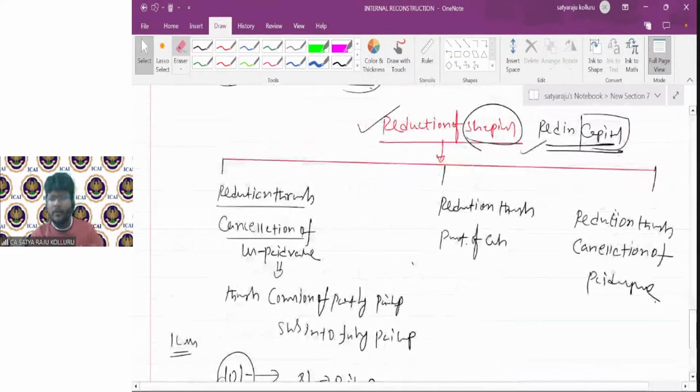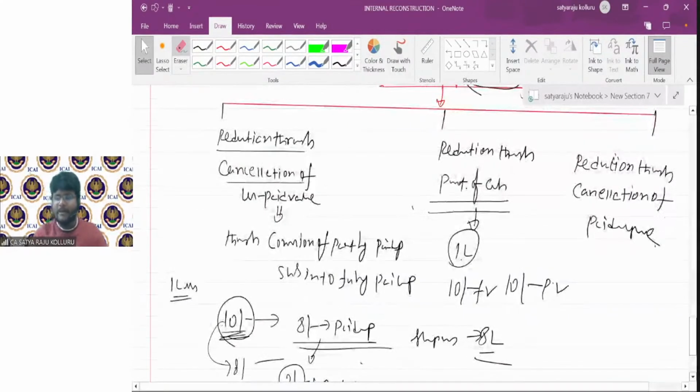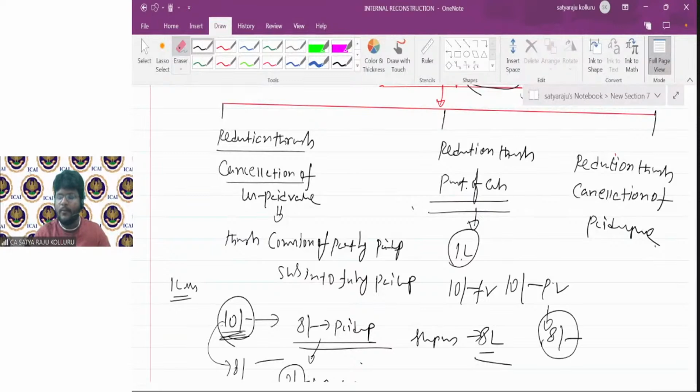Fine. You can come to reduction through payment of cash. It's very simple. Let me take the same example. 1 lakh shares are there, 10 rupees face value, 10 rupees is the paid up value. Let us assume the company wants to convert each and every equity share into 8 rupees. But how is such 8 rupees going to become? Through payment of 2 rupees cash to each and every equity shareholder.